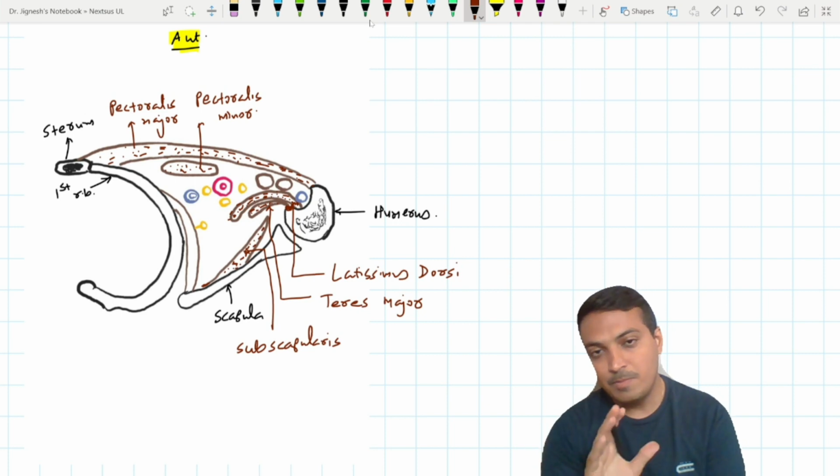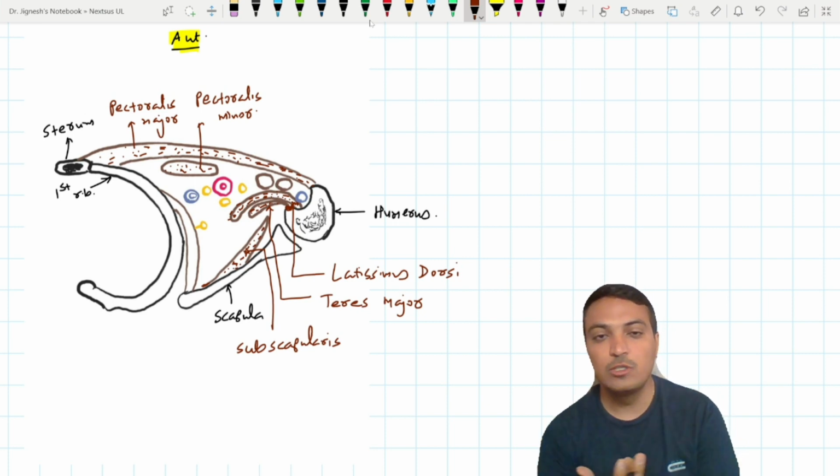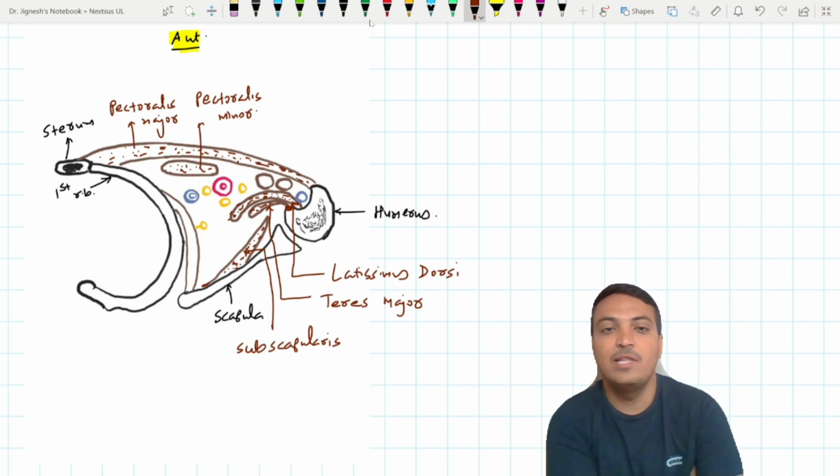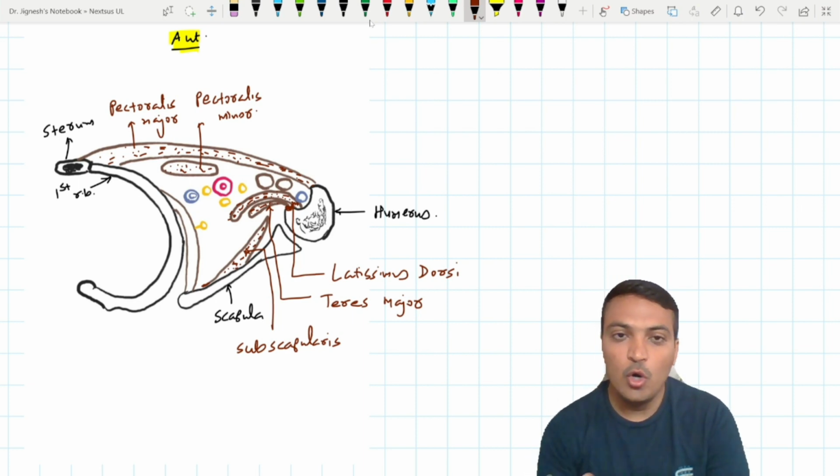The main spiraled fiber of the latissimus dorsi is going to form the posterior axillary fold. Now let's move on to the medial wall of the axilla.